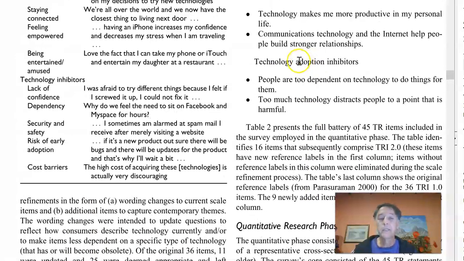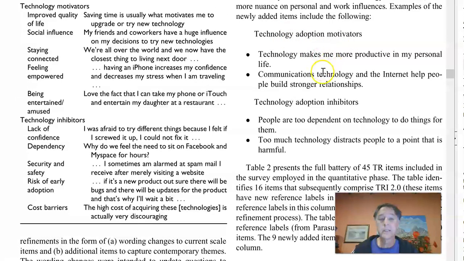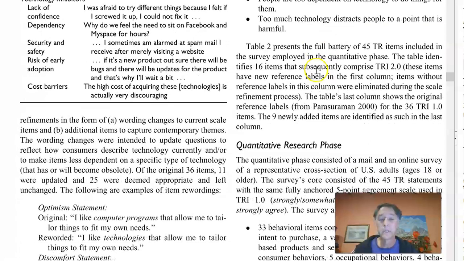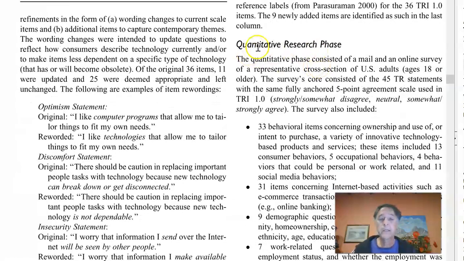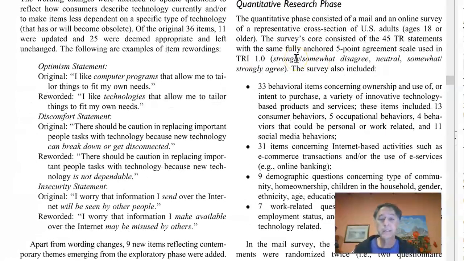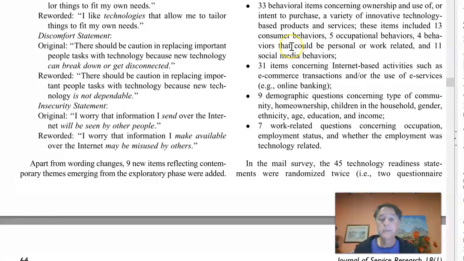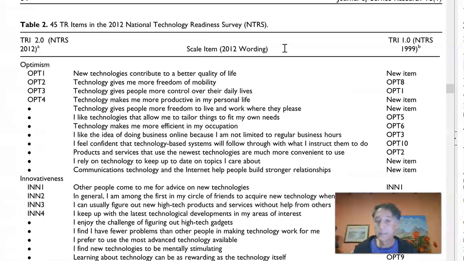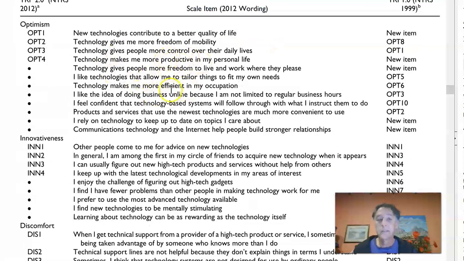Right, and then they build a new or adjusted scale. They look at their existing scale and put some more items in. So here you have 45 items, you enlarge the pool of items. And then they go into the quantitative research phase. That's where you now send it out to your participants. And they did a national technology readiness survey. Right, and then they go and analyze this.